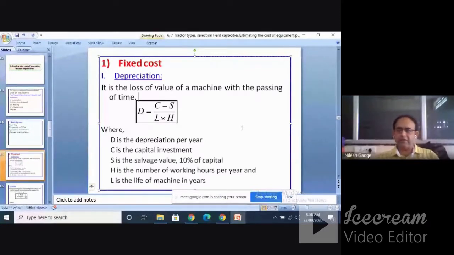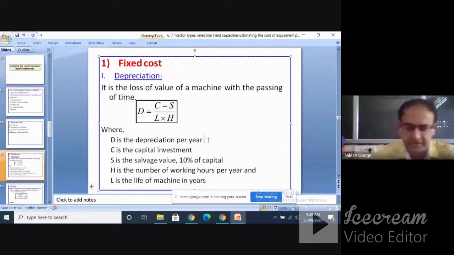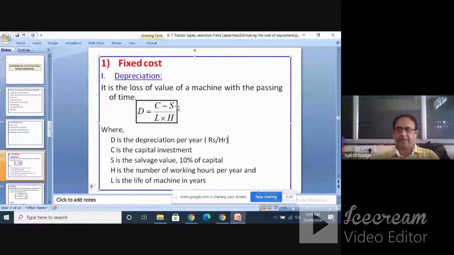So depreciation is the loss of value of a machine with the passing of time. Write down this formula and this definition also. D is the depreciation per year, denoted by C, S, H and L. D is equal to (C minus S) divided by (L into H). All these things are calculated in rupees per hour. So C minus S, write down this formula, divided by L into H.